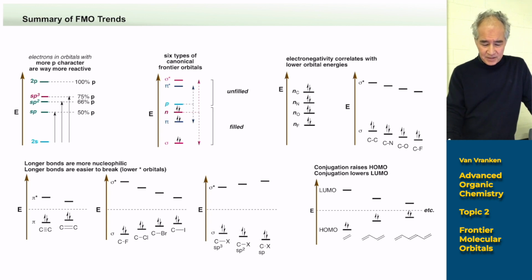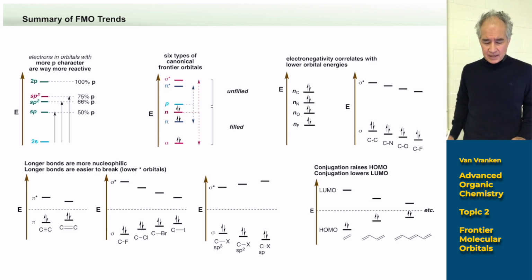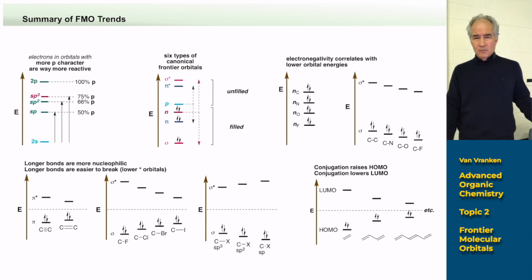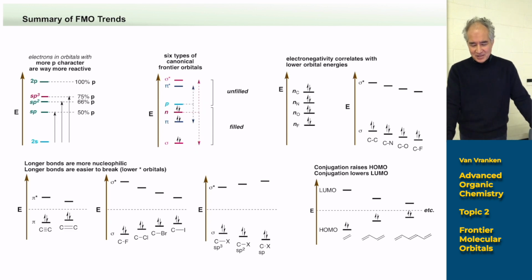So we started off by talking about the effects of hybridization. Keep that in mind. We're going to come back to these effects of hybridization. More p character means more nucleophilic. So if you're a pair of electrons in an orbital with more p character, you're going to be a more nucleophilic pair of electrons. I told you you have to memorize the relative energies of these canonical filled and unfilled molecular orbitals. So the relative energies tell you a lot about where you ought to be starting your arrows. If you don't know anything other than this, you're in pretty good shape for a lot of the arrow pushing that we do.